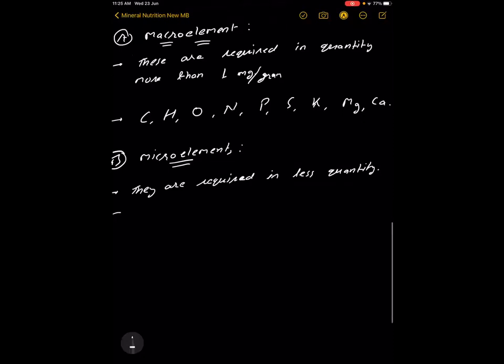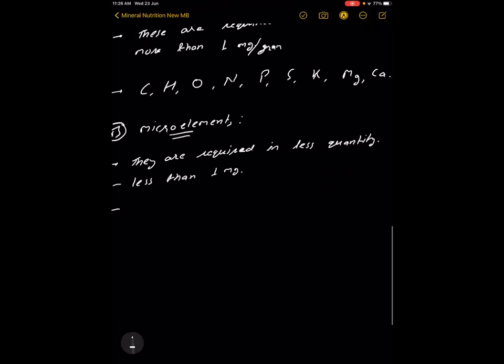If it is less than 1 milligram, it is a micro element. Micro elements are iron, copper, zinc, boron, molybdenum, manganese, chlorine, and nickel.